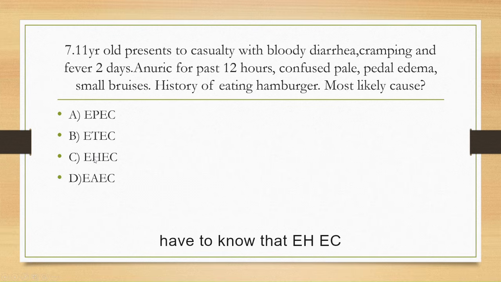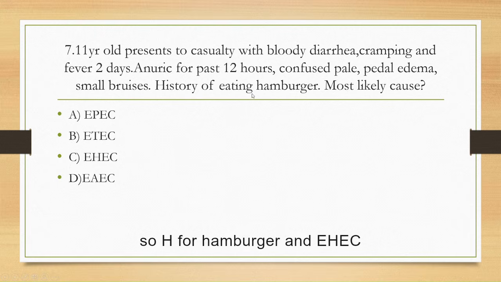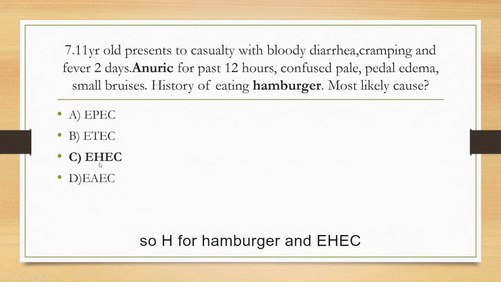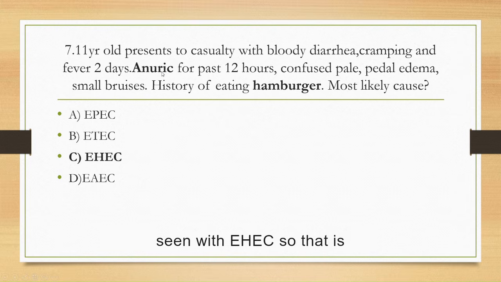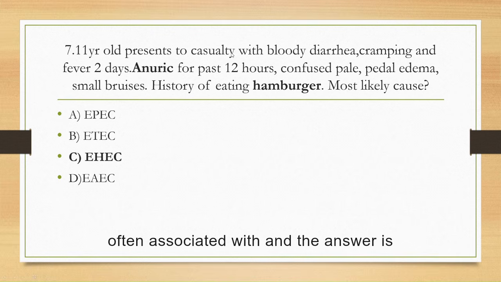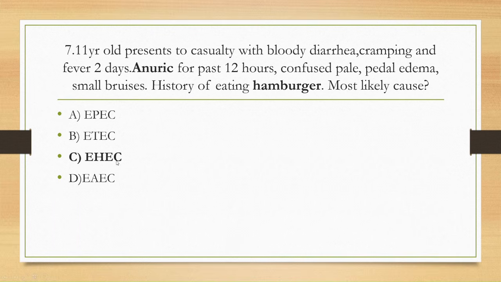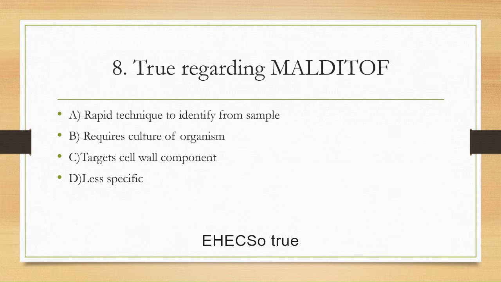You have to know that EHEC has been found in hamburger, the beef hamburger. So H for hamburger and EHEC. So the right answer is EHEC. This is the hemolytic uremic syndrome, which is seen with EHEC. So that is another MCQ which you can be asked. Hemolytic uremic syndrome is most often associated with, and the answer is again enterohemorrhagic Escherichia coli or EHEC.